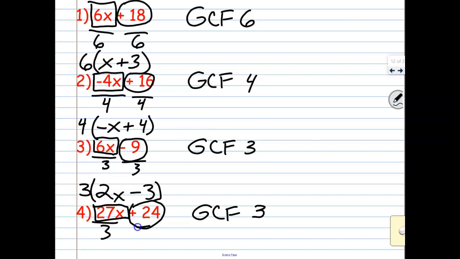Divide each side by 3. And then that's going to give me 9x plus 8. And then I'm going to slap a 3 on the outside. The way you know you found the right one is because if you look at the stuff inside, there's nothing else that I could divide those guys out by.